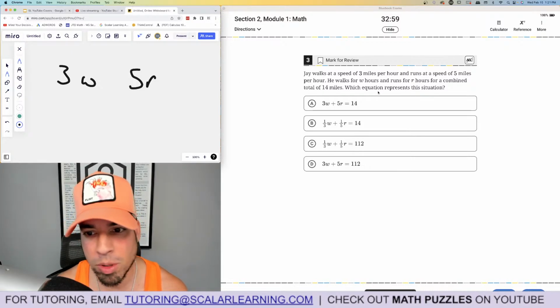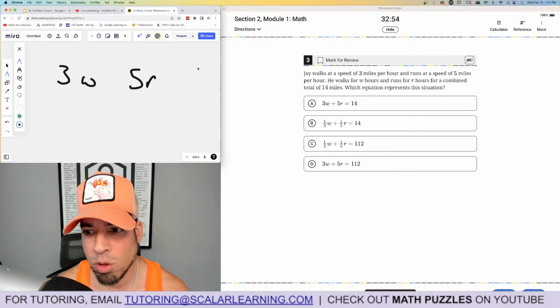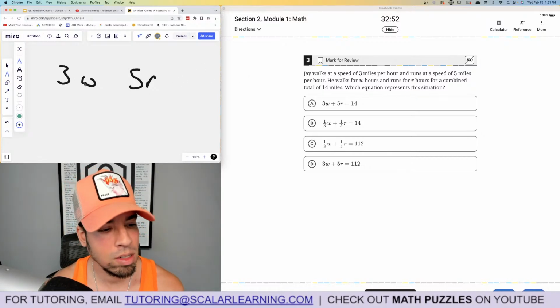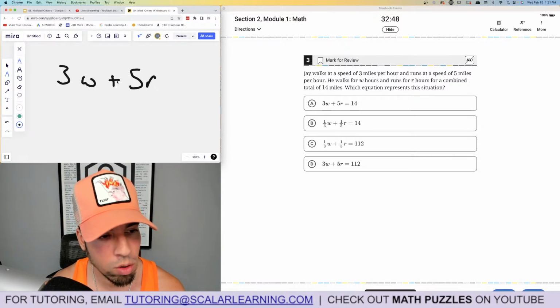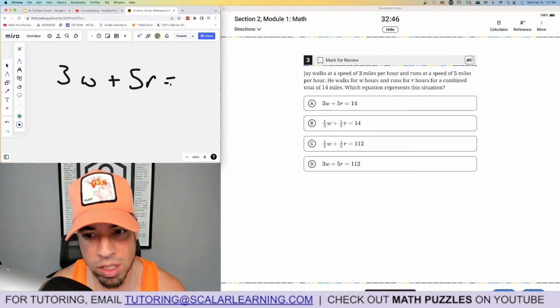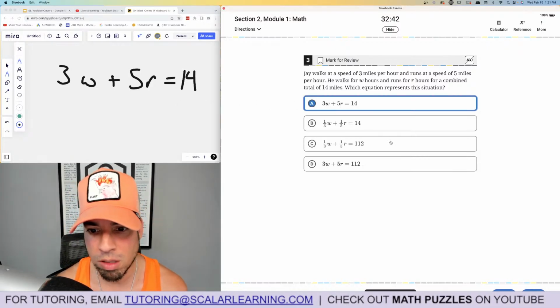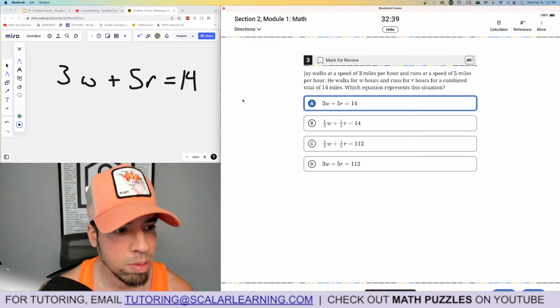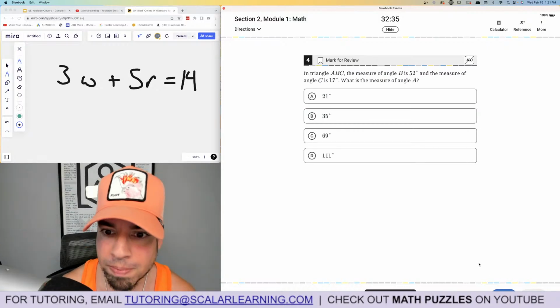He walks for W hours and runs for R hours for a combined total of 14 miles. Which equation represents this? So these are distances, right? 3 miles per hour times the number of hours plus 5 miles per hour times the number of hours equals the total number of miles, which is 14. So that's it: 3W plus 5R equals 14. Done. Let me just think about it for a second. One hour would be 3. Yeah, it makes sense. All right, here we go.